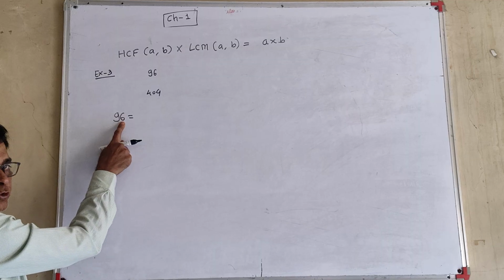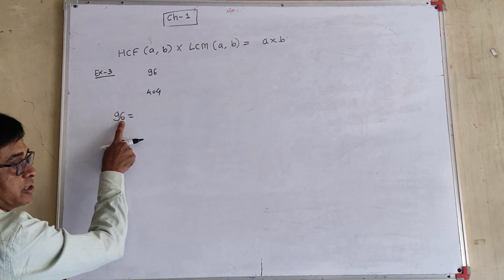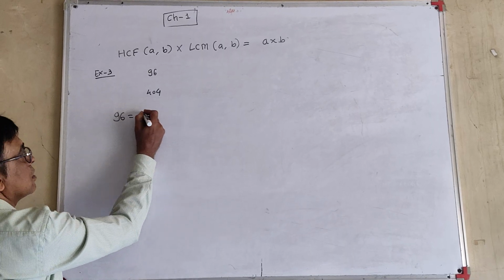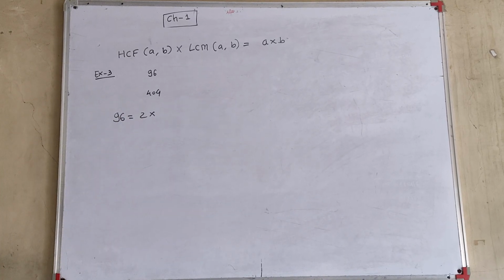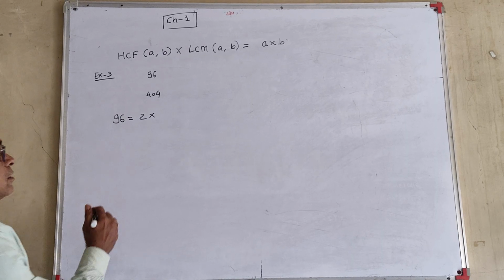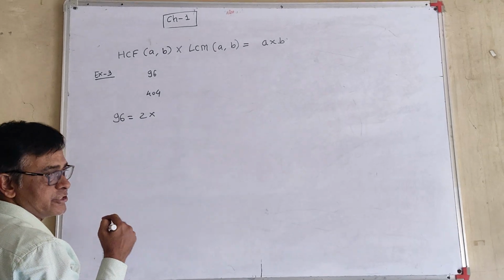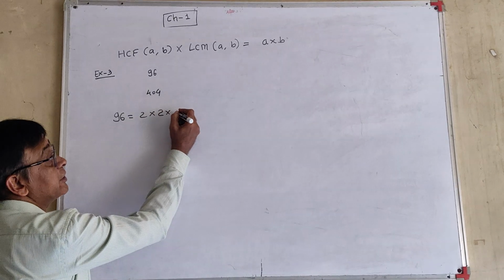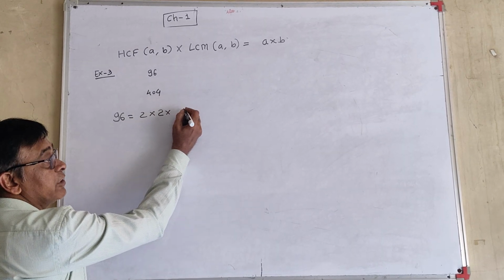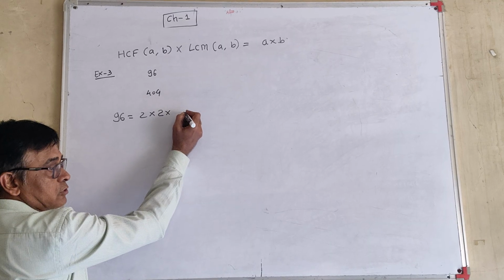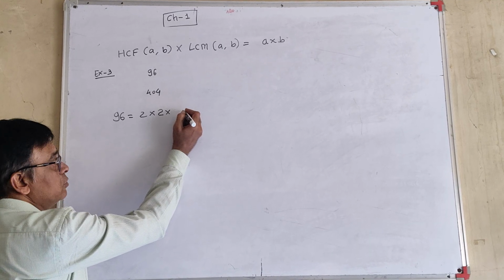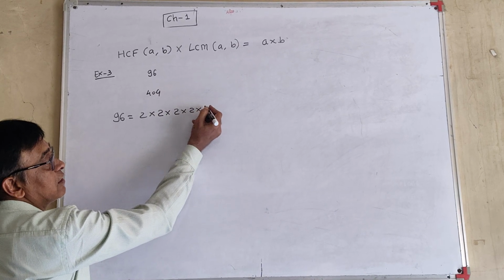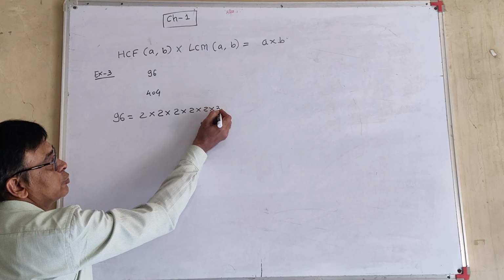96, the unit digit 6 is even, so it will be divided by 2. 96 divided by 2 you will get 48. 48, the last digit is 8 which is again even, so 48 divided by 2 you will get 24. In 24 the unit digit is 4, so again it is divided by 2. So 2 into 12, 2 into 6, and 6 means 2 into 3.